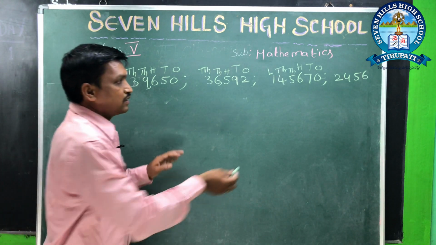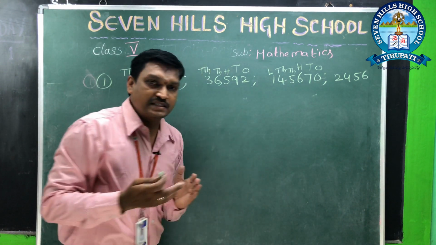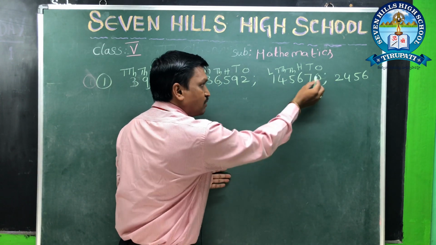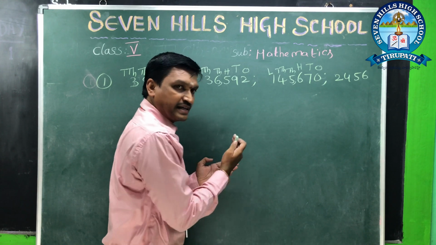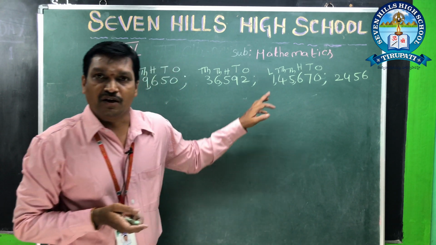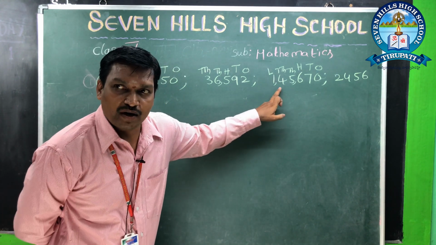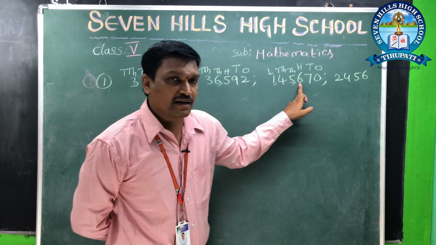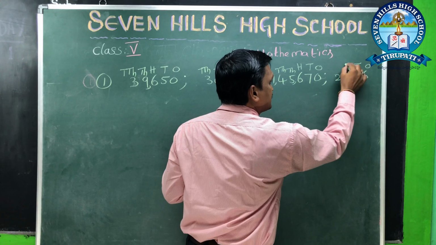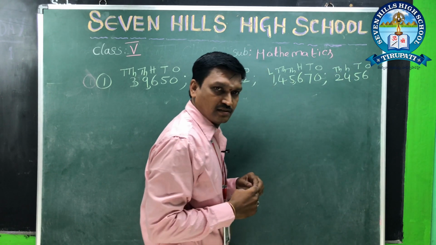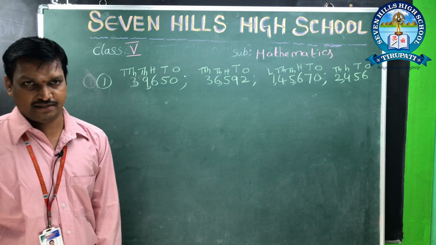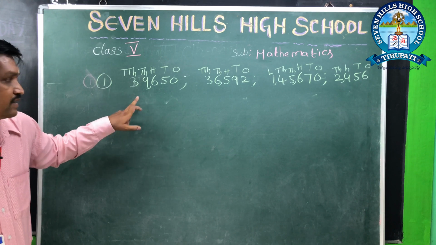Ones, tens, I already said to you, first 3 digits we can keep the commas from ones place: ones, tens, hundreds. Next, every 2 digits, that means here. Now it is 1,45,670. Next, ones, tens, hundreds, thousands. It is 2,456.